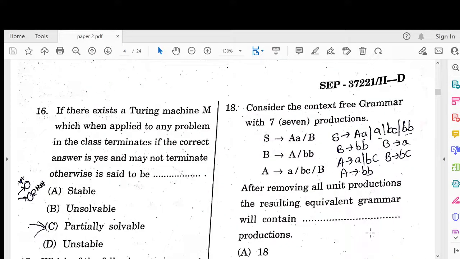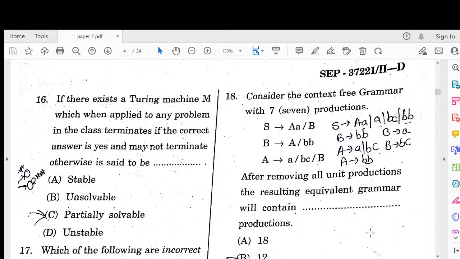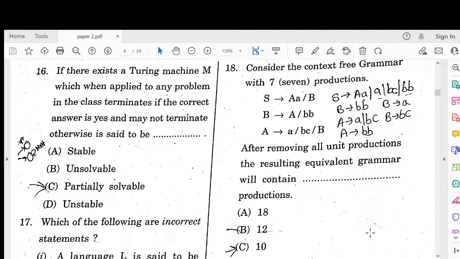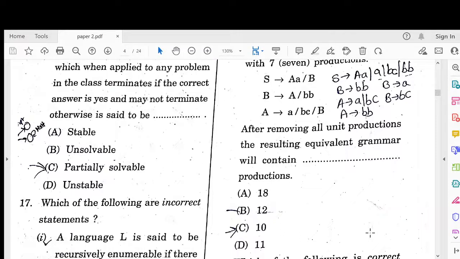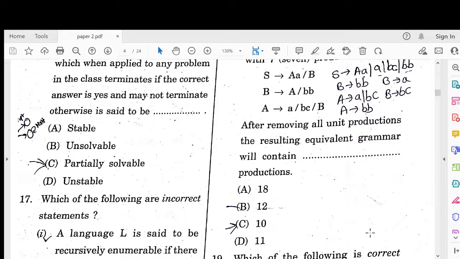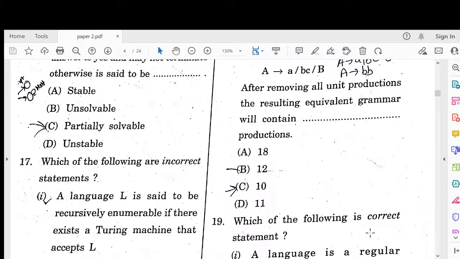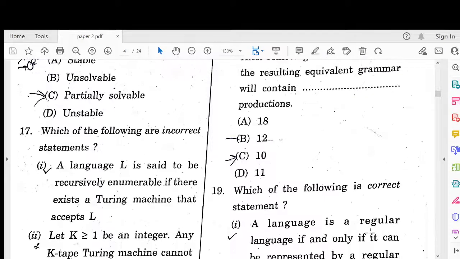You are given the context-free grammar S derives AA. So how many productions are there after removing all unit productions? You can note down these productions also. The answer is option C, 10. Correct answer given is 10.